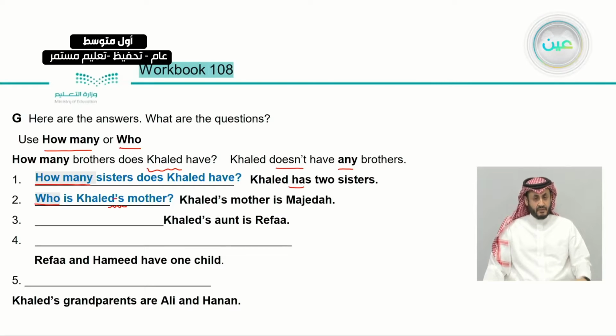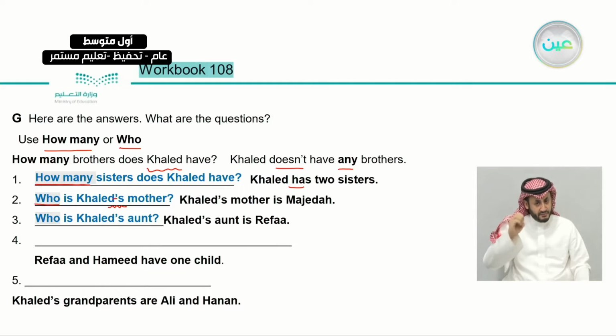Number 3, blank Khalid's aunt is Rifa. So, which question word should I use? How many or who? What do you think? Good job. Who is Khalid's aunt? I started with who. I used the possessive S right here to show that I'm talking about Khalid's aunt. Who is Khalid's aunt? Khalid's aunt is Rifa.